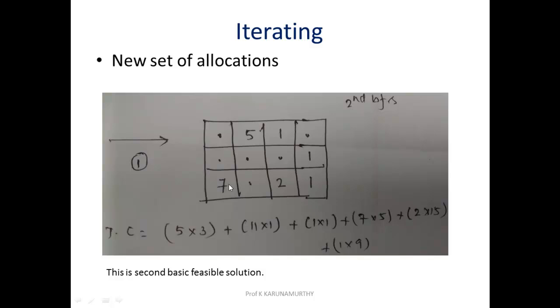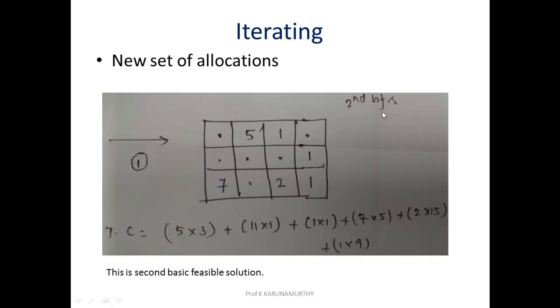And here we were having, this is positive, this is negative, this is positive. So earlier we were having 6 allocation. 6 plus 1 is 7. Here earlier we were having 3. So 3 minus 1 is 2. So this is the new allocation we have made, and this we call the second basic feasible solution. And we don't know whether this obtained second basic feasible solution is optimum or not. So for that we have to do the optimality test.